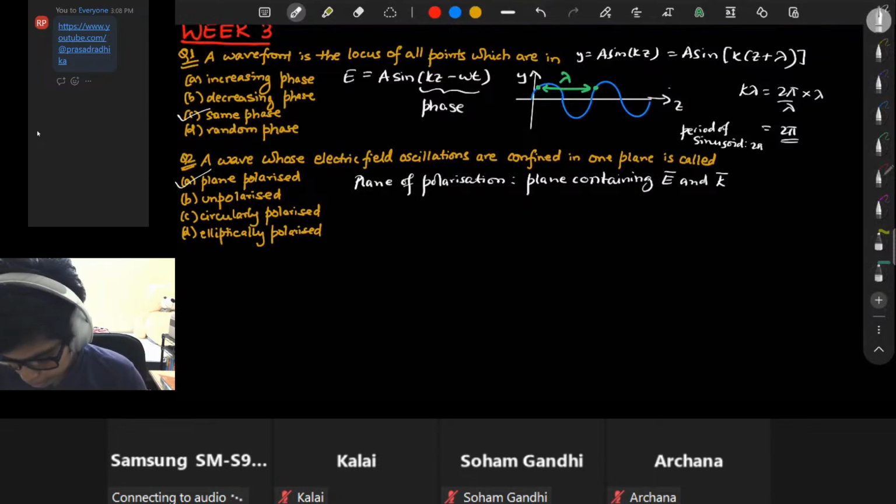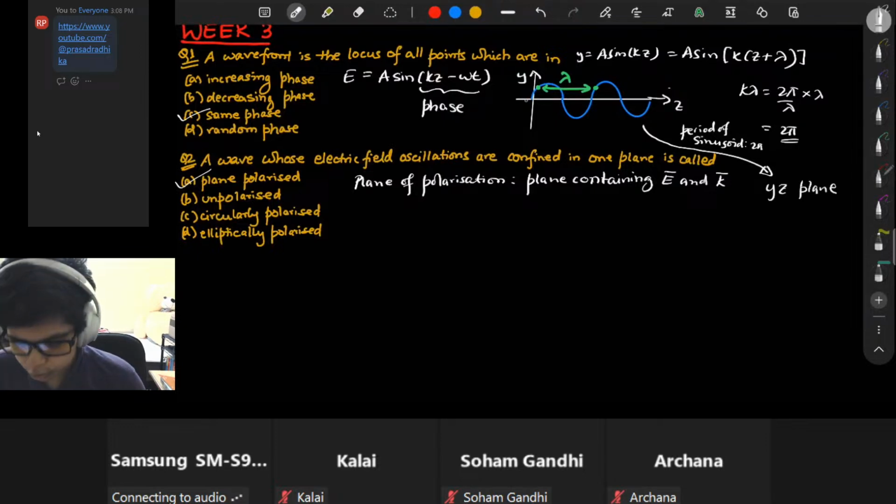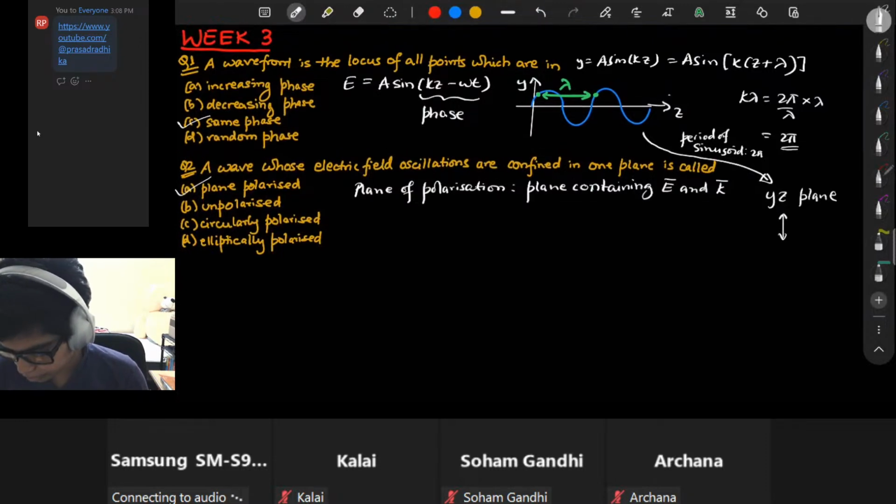For example, in the example that I just drew above, the plane is the YZ plane. Why? Because the electric field is oscillating in the y direction and the field is propagating along the z direction. So the plane of oscillations is the yz plane, and this is how my electric field is oscillating.